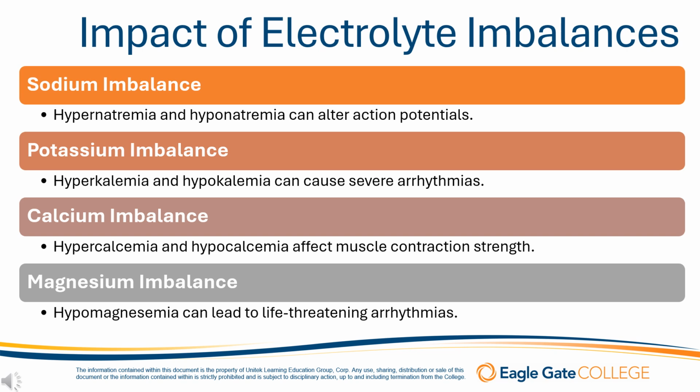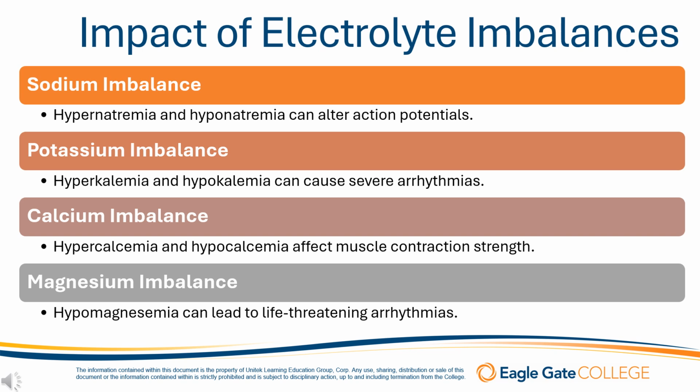Hyponatremia occurs when there is too little sodium in the blood. This can result from excessive fluid intake, certain medications, heart failure, or kidney disease. Low sodium levels can lead to decreased extracellular fluid volume, which can reduce blood pressure and perfusion. Hyponatremia can alter the action potential by affecting the electrical charge across cell membranes. This can slow down the conduction of electrical impulses, potentially leading to bradycardia, slow heart rate, or other conduction abnormalities.